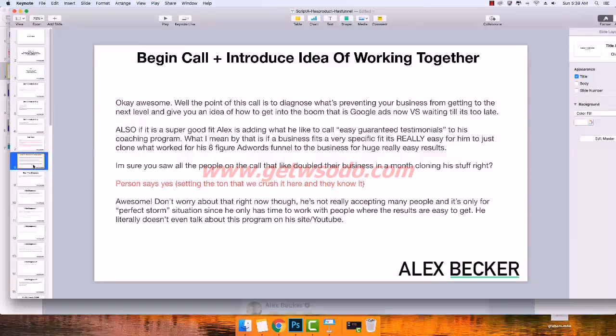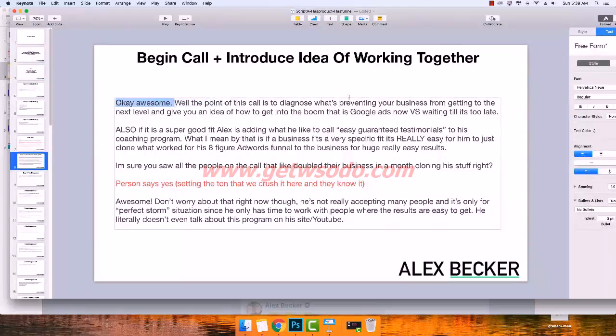Okay, next we're going to introduce the idea of working together. All right, awesome. So the point of this call is to see what's preventing your business from getting to the next level and give you an idea of how to get into the boom. There's essentially Google Ads right now versus waiting till it's too late. Now, also, if you're a super good fit, Alex is looking for a few people that he calls easy guaranteed testimonials to work with. What that essentially means is that Alex is looking for people whose funnels, whose ads, whose product are in a position right now where if he makes just a few tiny tweaks, it will explode. It will grow.